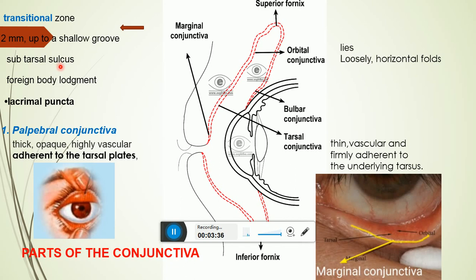This groove is called the subtarsal sulcus or sulcus subtarsalis. This groove is a common site for foreign body lodgement. Here perforating branches of the marginal arcade pierce the tarsal plate to supply the conjunctiva.